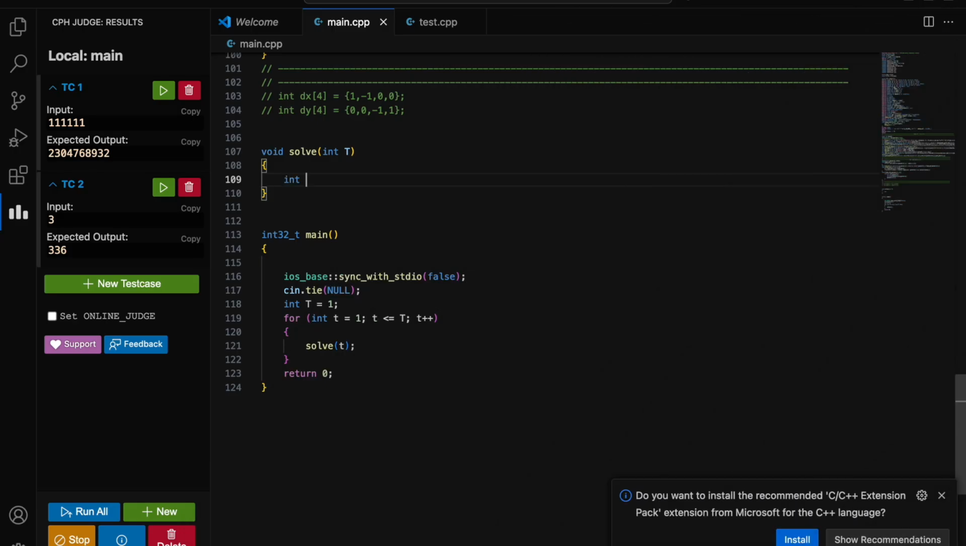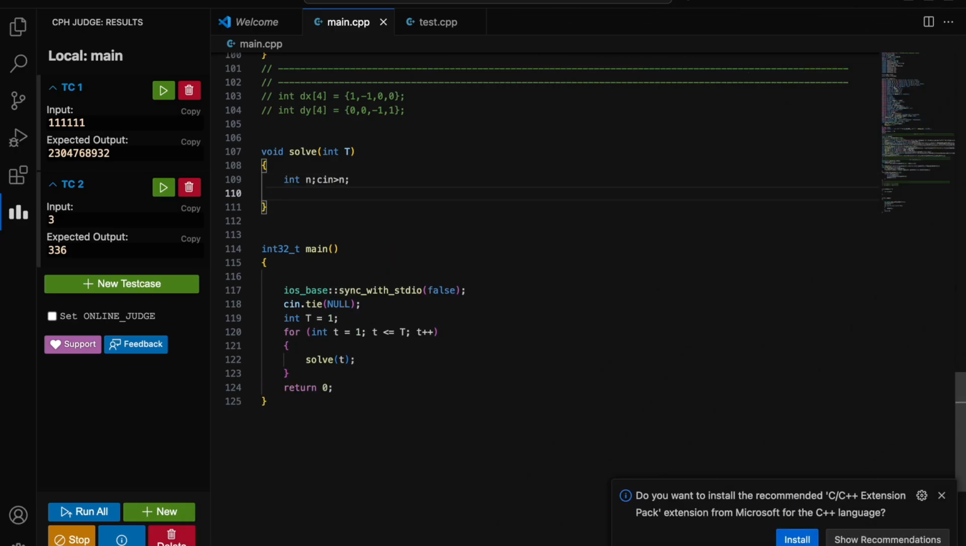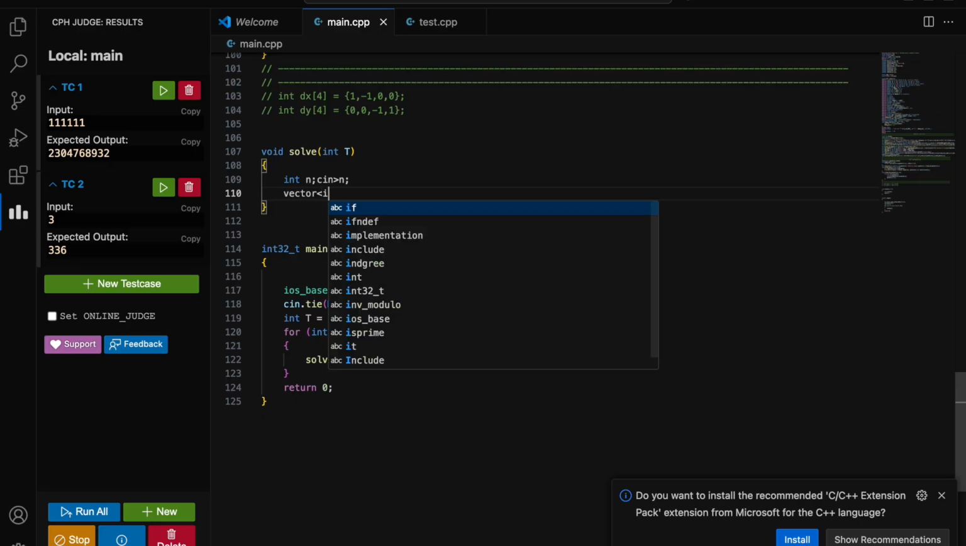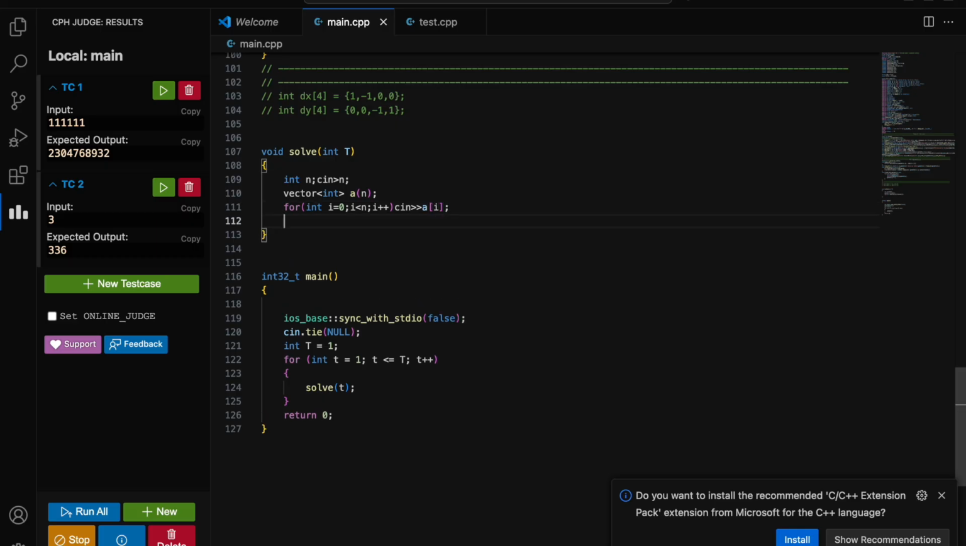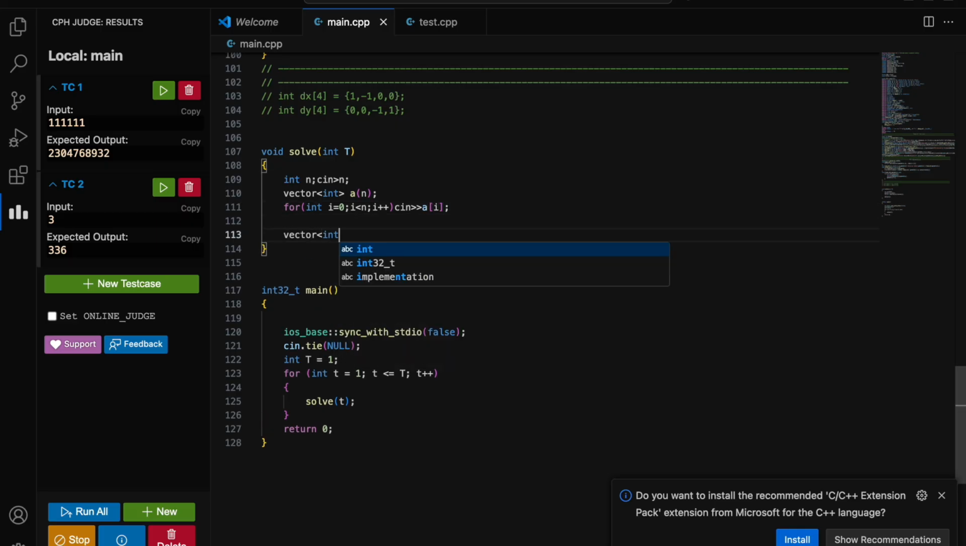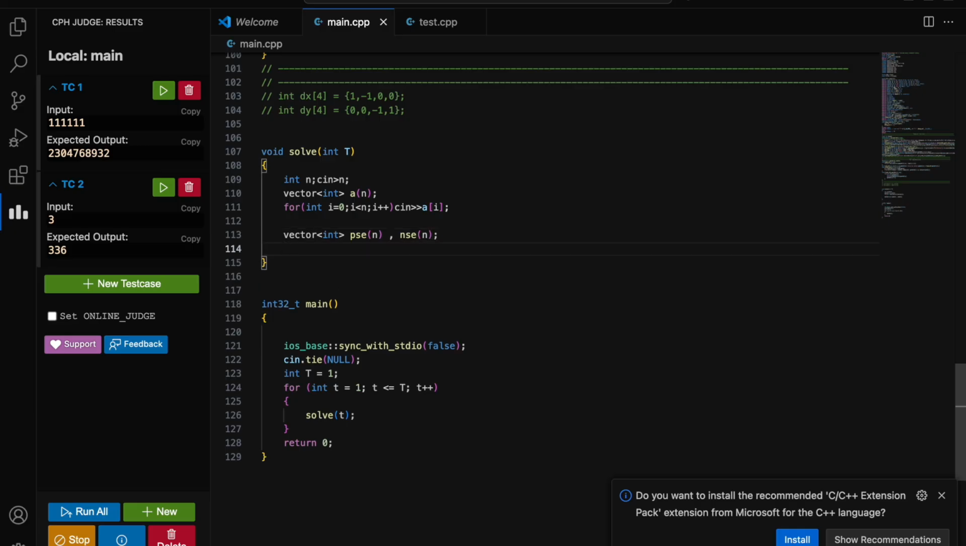So we have got the input in n. Now let's take a vector input a of n, for int i equal to 0, i less than n, i plus plus, we take input in a of i. Now let's define our two vectors, PSE and NSE, the previous smaller element and the next smaller element, and also the stack.